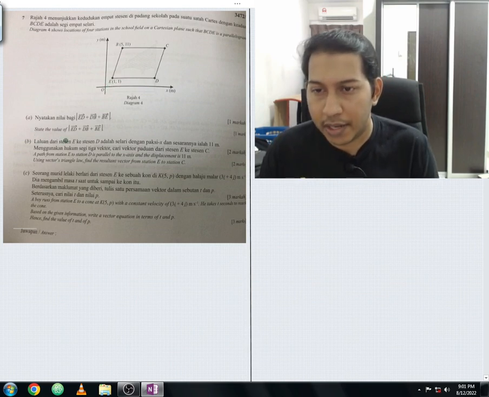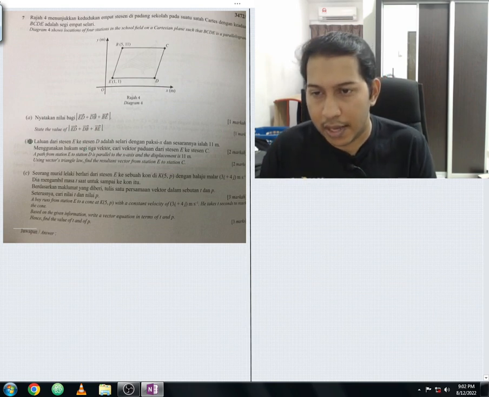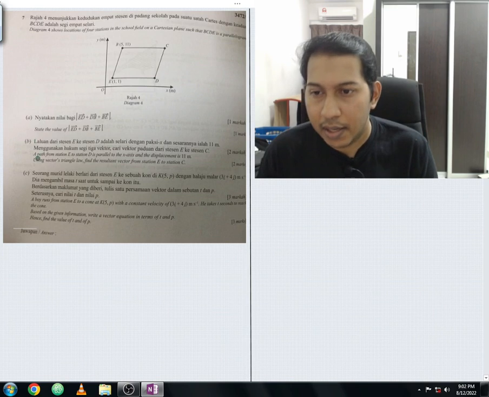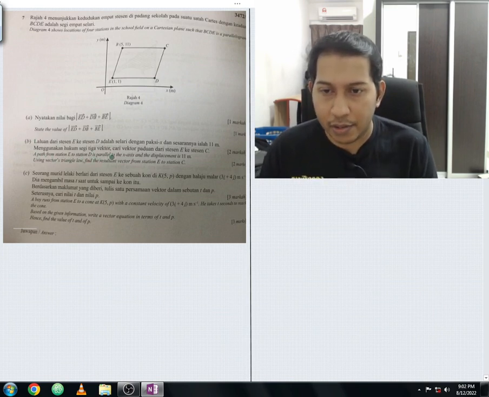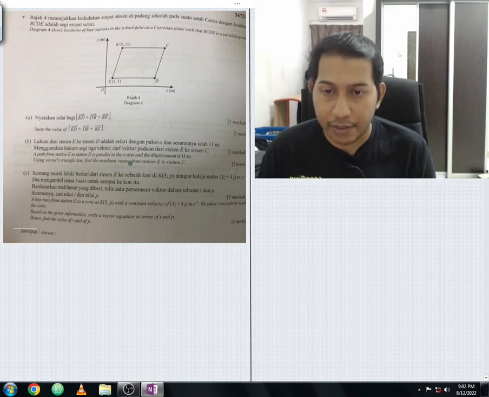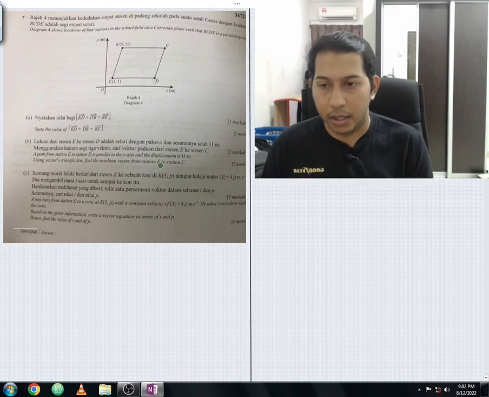State the value of the magnitude of vector ED plus vector DB plus vector BE. Okay, the magnitude. So that's what we're going to find for part A. Let me read part B. A path from station E to station D is parallel to the x-axis and the displacement is 11 meter. Using the vector triangle law, find the resultant vector from station E to station C.